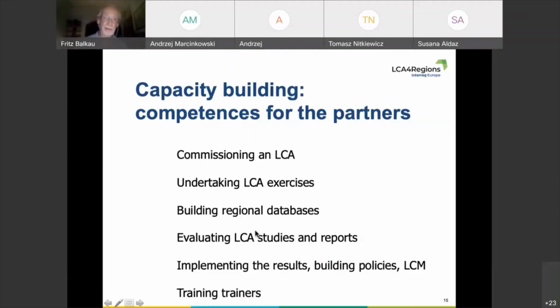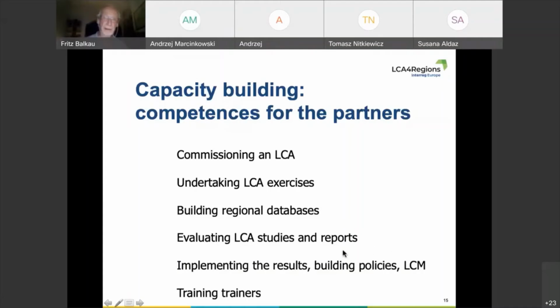Commissioning an LCA, of course, much LCA research is taking place in a, if we like, a confined environment of the research community. But if we're looking at using LCA to support public policy and public authorities in their decision making, the commissioning of an LCA requires particular attention, and the clients of such an LCA need to be involved right from the beginning, need to understand how an LCA works.